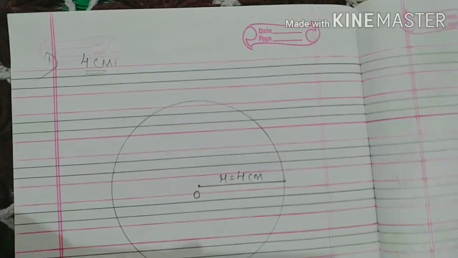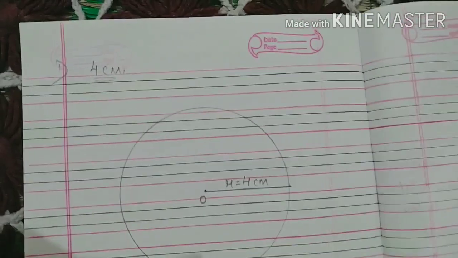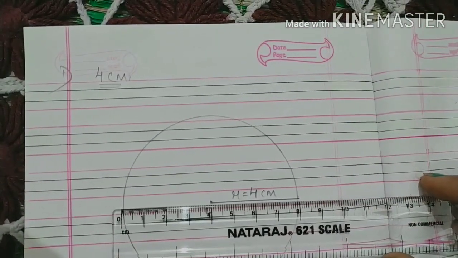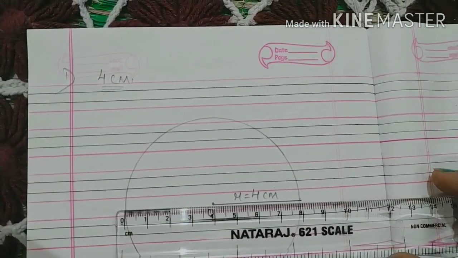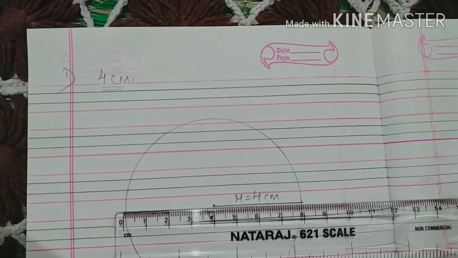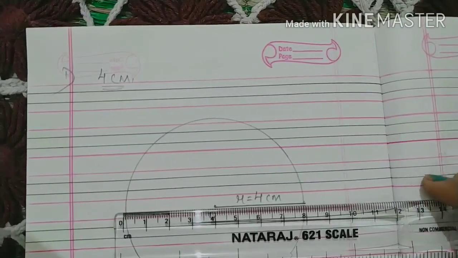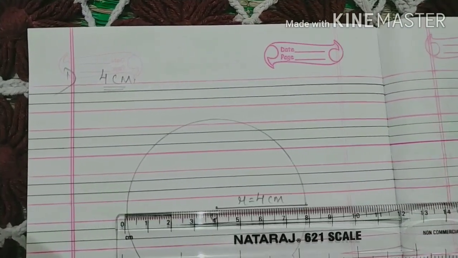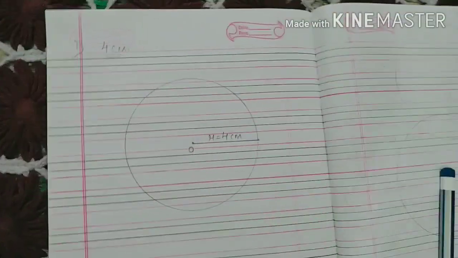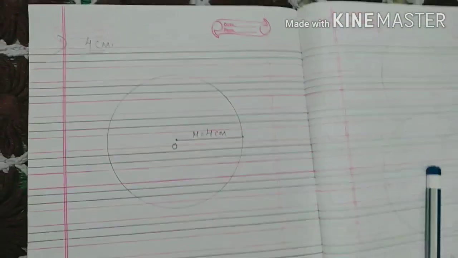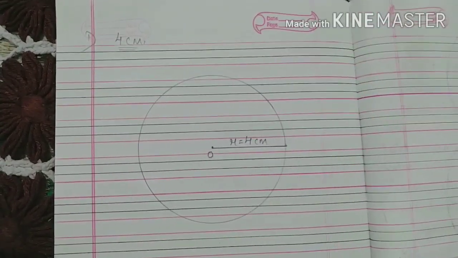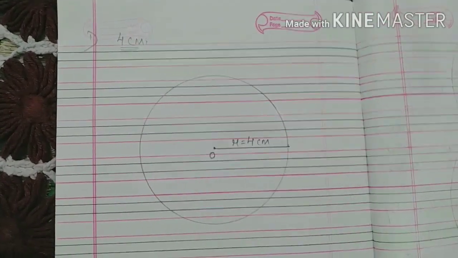and the diameter will be 8 centimeter because it is twice of the radius. Diameter is twice the radius. Now you can measure it by using your scale. See, this is 8 centimeter. That means the diameter of the circle is 8 centimeter. The radius is 4 centimeter. So this is how you have to make the circle of radii 4 centimeter.